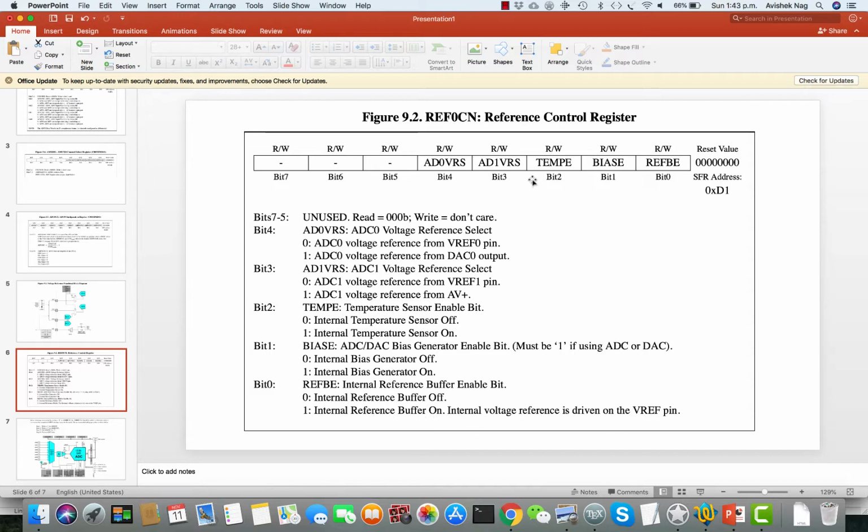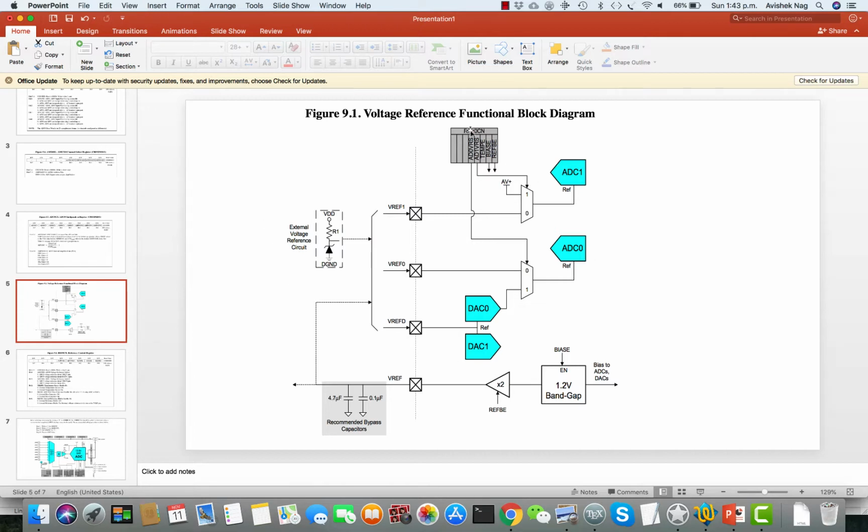So this is the REF0CN register which controls the reference voltages. The way it works is this. If you have the REF0CN fields activated accordingly, you can have these multiplexers selecting the reference voltages for the ADCs. So this one is for ADC 1 and this one is for ADC 0. We are working with ADC 0 in this lab.